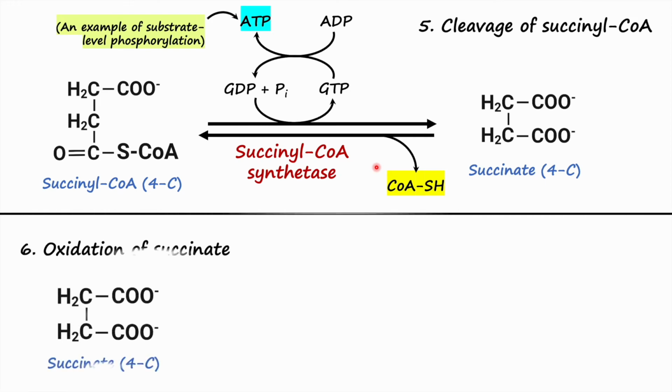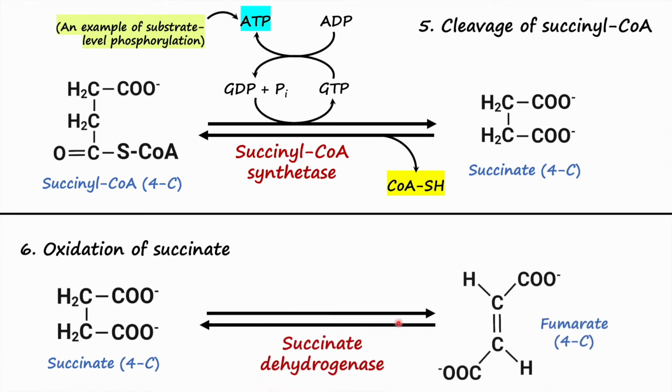Now the sixth reaction is the oxidation of succinate. Succinate is oxidized into fumarate with the help of the enzyme succinate dehydrogenase. This oxidation reaction involves the removal of two hydrogen atoms across the carbon-carbon bond, and by doing that it releases a small amount of energy which is enough to reduce the coenzyme FAD to FADH2. However, the energy released by the removal of these hydrogen atoms is not sufficient to reduce NAD to NADH. Therefore, the small amount of energy is sufficient only to reduce FAD to FADH2.